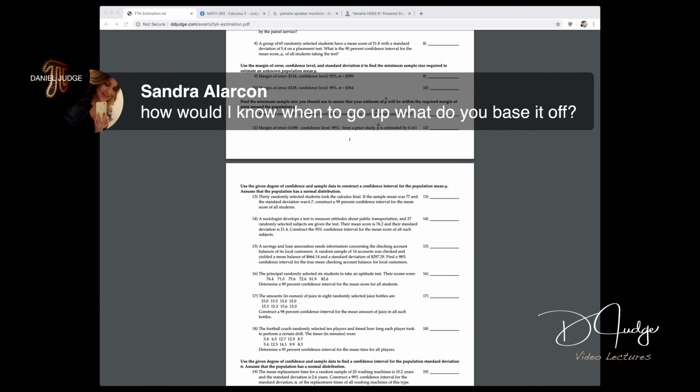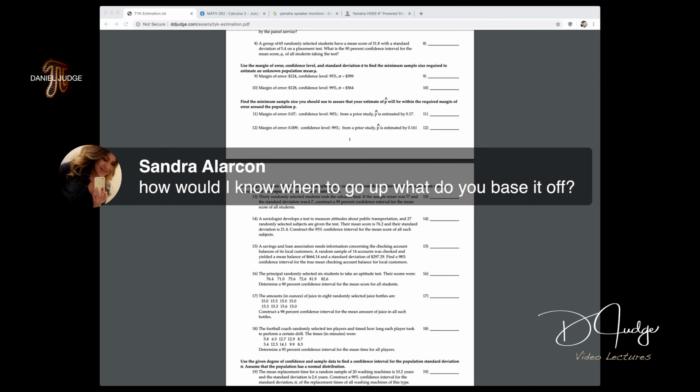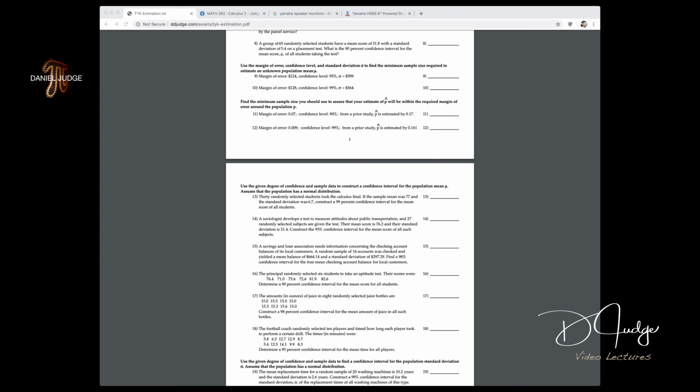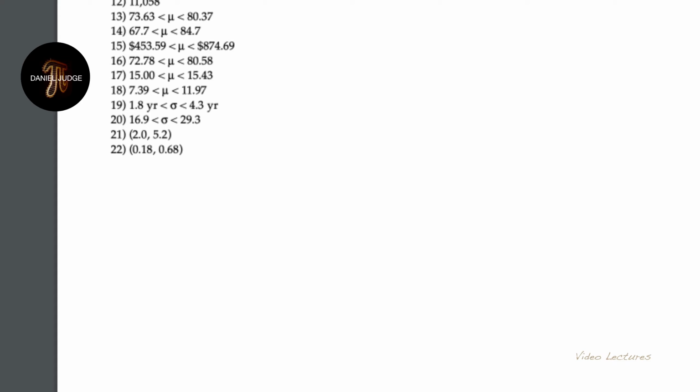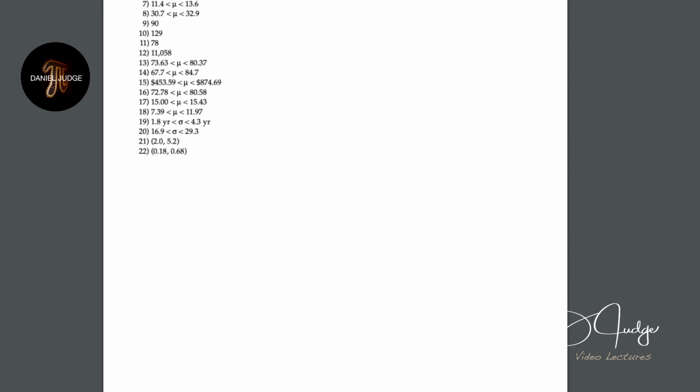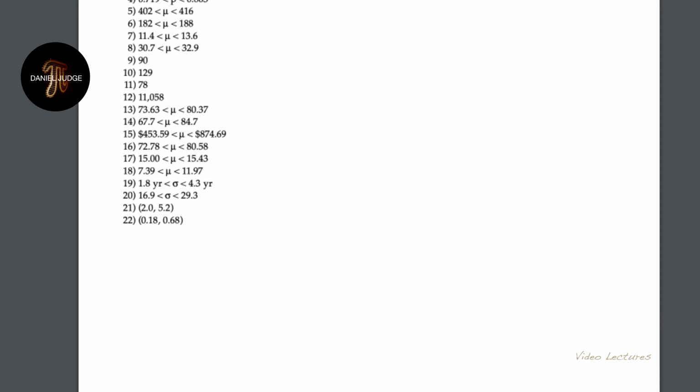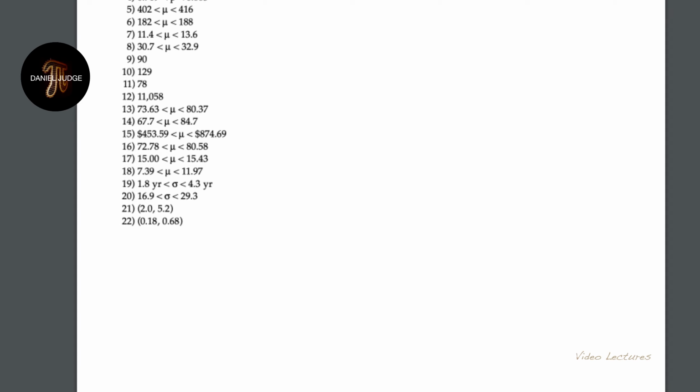So you're getting the minimum sample size to be within that margin of error, and that's what these questions are based on. And if I look at, for example, question 9 and 10 in the answer slot, look at 9. 9 is 90, and 10 is 129. I don't know if you guys can see that here. Those are minimum sample size. It has to be a whole number. And actually, 11 and 12 are also whole numbers. Those are estimate sample size as well.